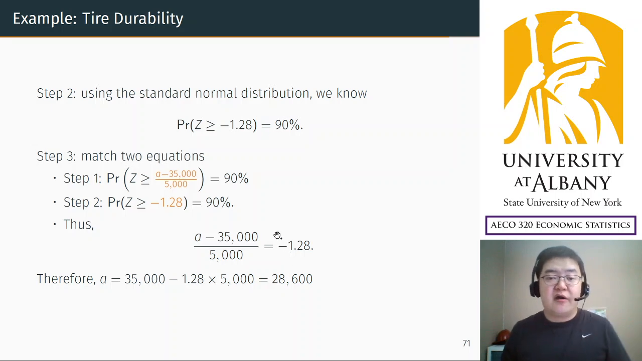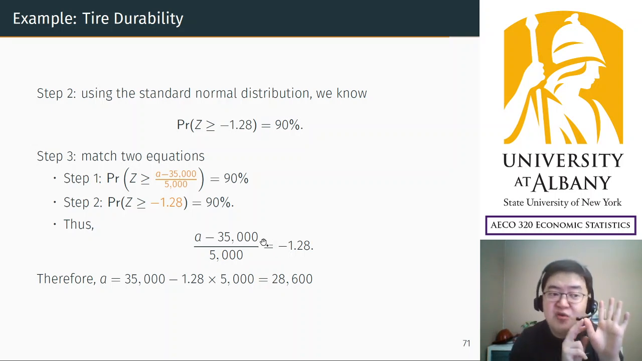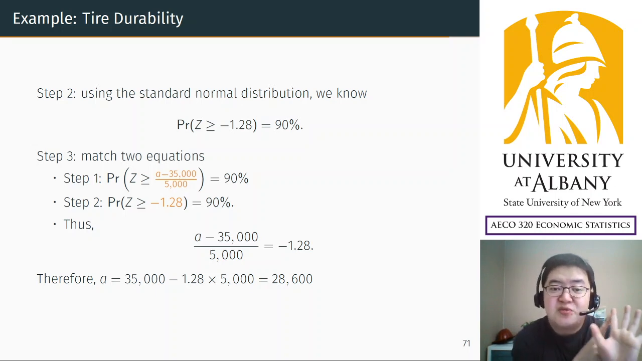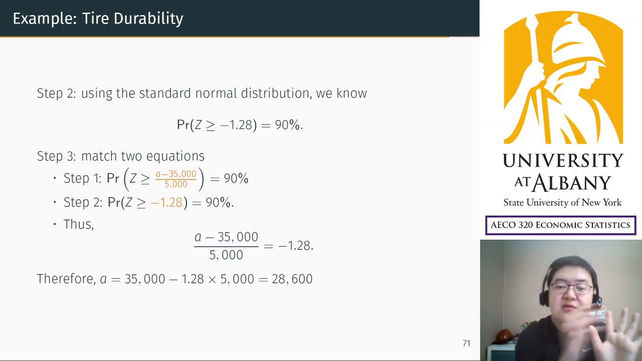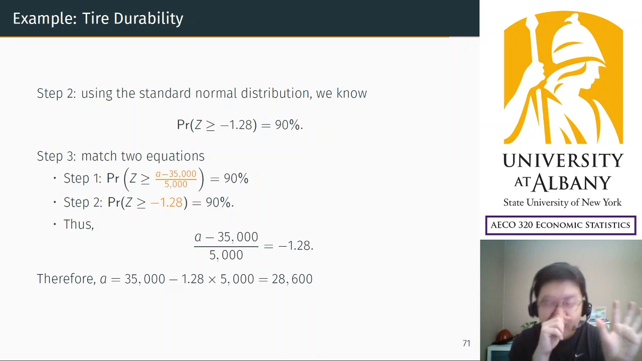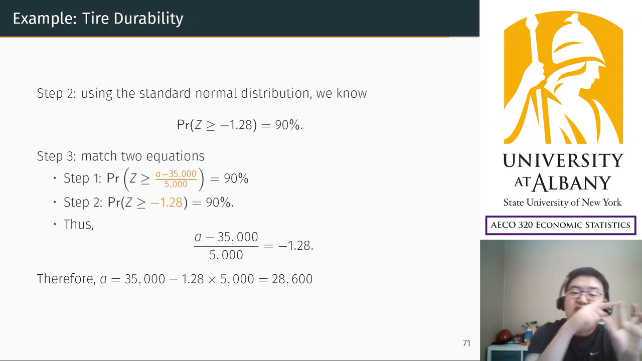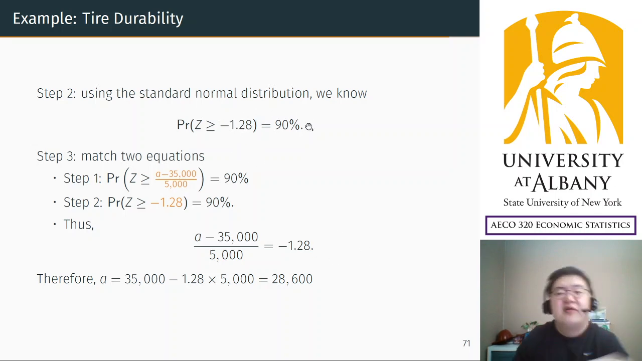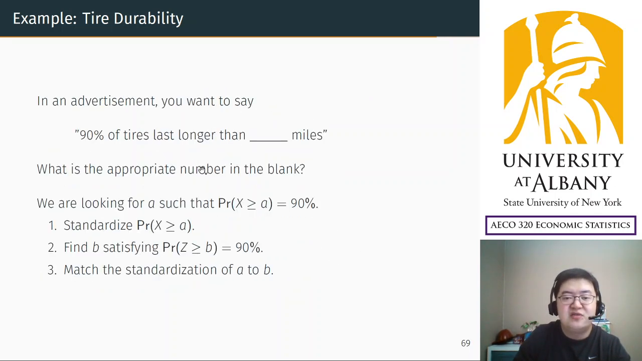So the main idea is the same. You have to standardize, and then you have to use the standard normal distribution table or Excel in the second step or the last step. Now in this example, you have to do these two steps separately. Standardize using the left-hand side, and using the right-hand side probability, find the corresponding value. Then match the two values at the end.